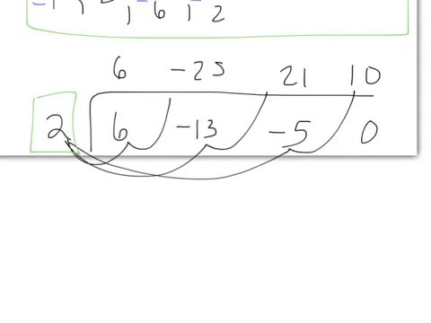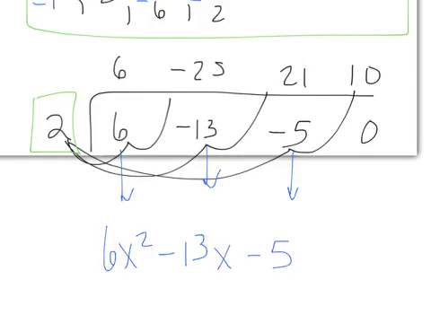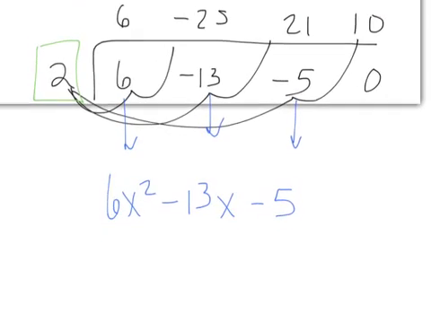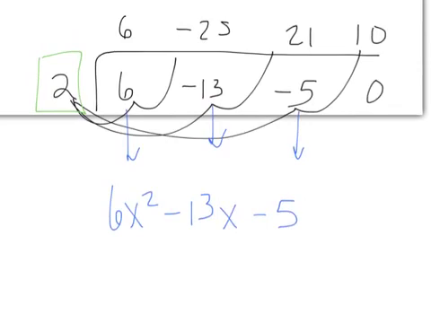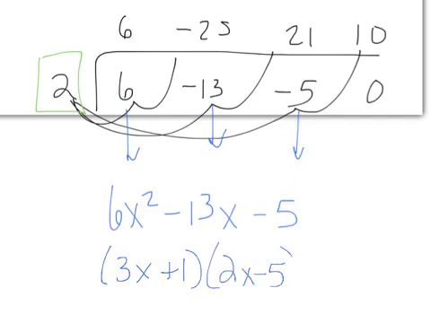Now the cool part is that I get a depressed equation from this. The depressed equation is 6x squared minus 13x minus 5. And that can be factored further. So we could either test 2.5 again in this equation, or we can factor it further. I mean, it's not difficult to factor, but you can use another synthetic table if you'd like to. I would just factor into 3x plus 1, 2x minus 5, okay?